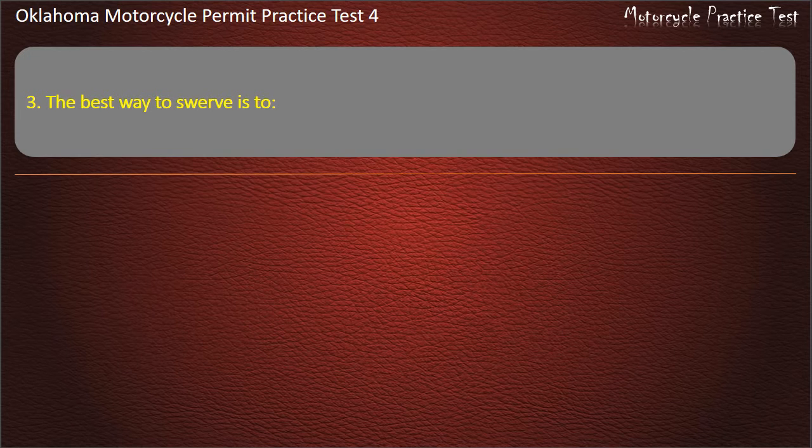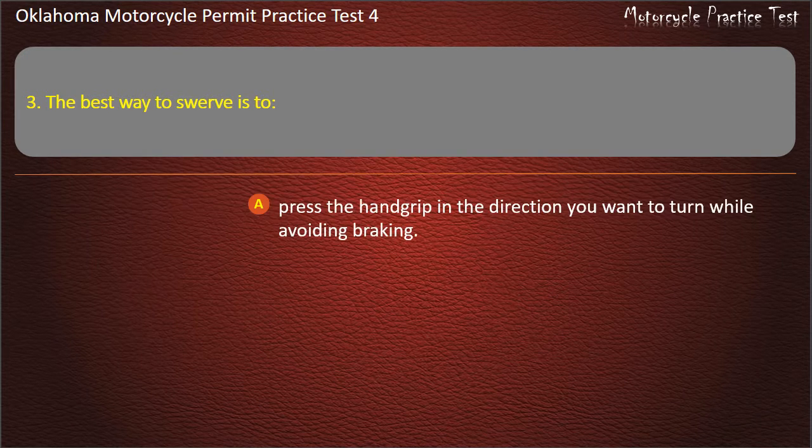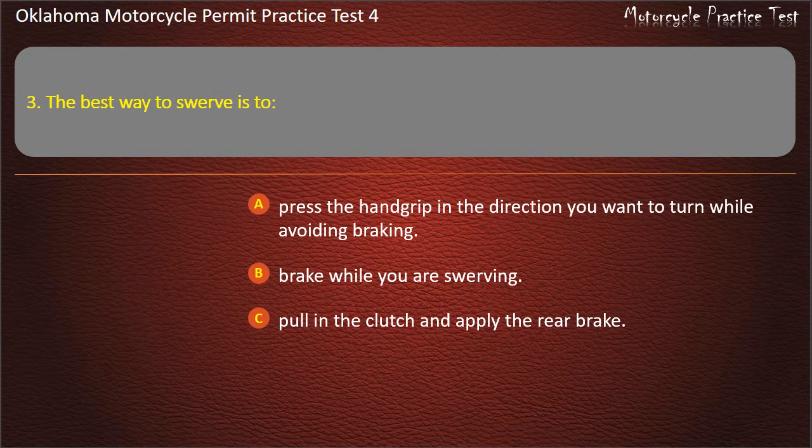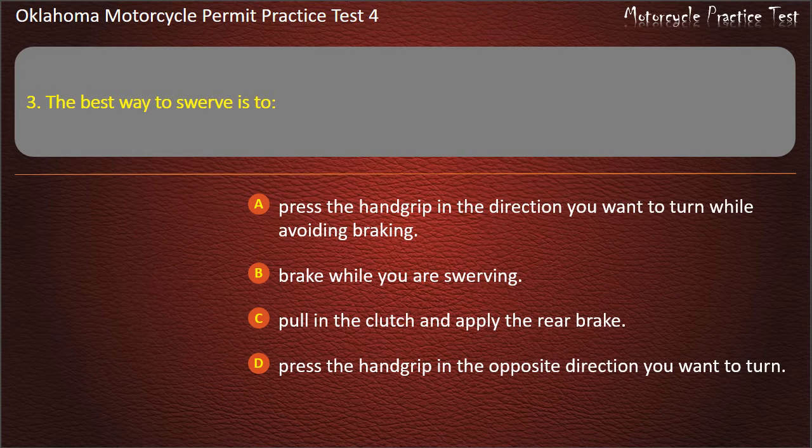Question 3. The best way to swerve is to: press the hand grip in the direction you want to turn while avoiding braking. Brake while you are swerving. Pull in the clutch and apply the rear brake. Press the hand grip in the opposite direction you want to turn. Answer. Press the hand grip in the direction you want to turn while avoiding braking.